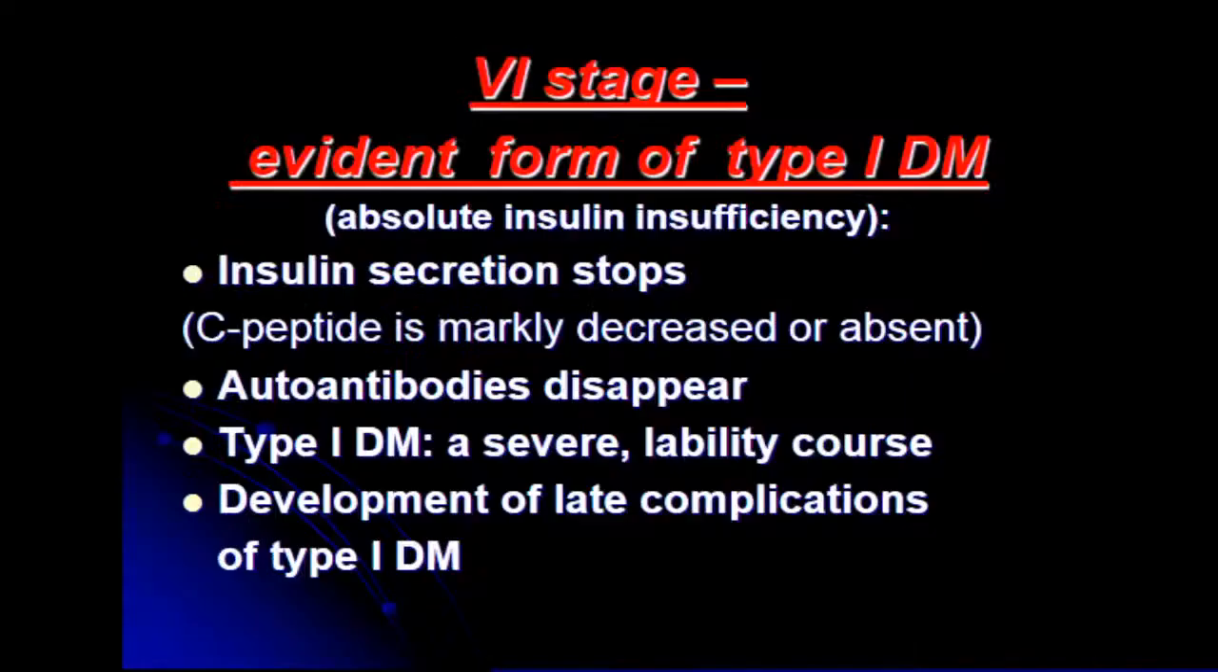And last stage, sixth stage, evident form of diabetes mellitus, when absolute insulin insufficiency, insulin secretion stops, C-peptide is markedly decreased or absent, autoantibodies disappear. Diabetes mellitus is a severe liability, causing development of late complications of this disease.